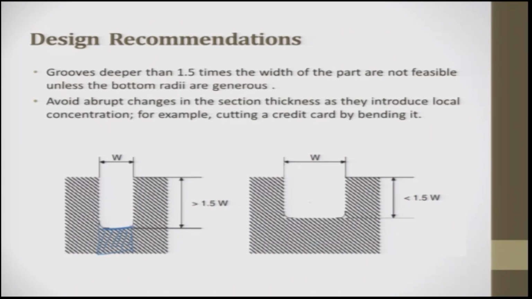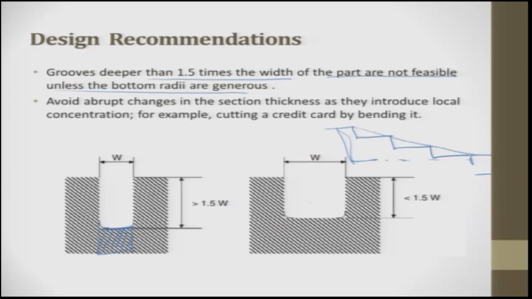So, grooves deeper than 1.5 times the width of the part are not feasible unless the bottom radii are generous. Avoid abrupt changes in the cross-section thickness. What they are trying to say is if you have something like this, a step, rather than continuously changing it, try to have something like a taper, such that you get whatever it is, and finally, you have a stepped one here.